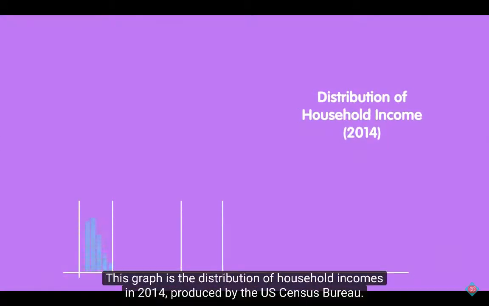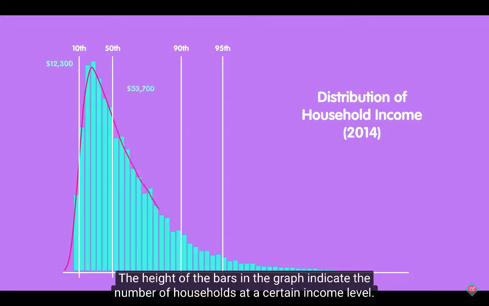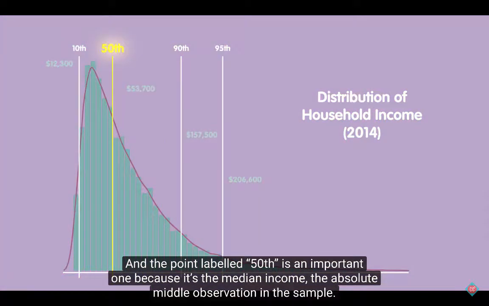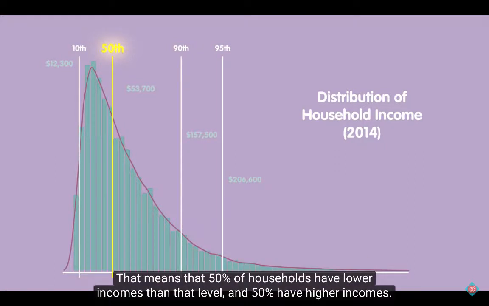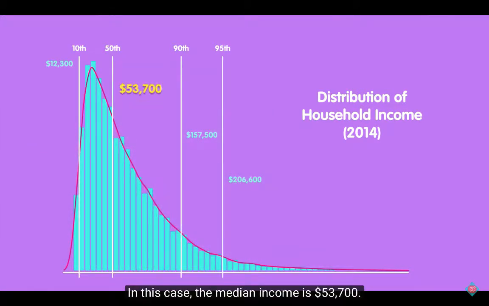This graph is the distribution of household incomes in 2014 produced by the US Census Bureau. The height of the bars in the graph indicate the number of households at a certain income level. And the point labeled 50th is an important one because it's the median income, the absolute middle observation in the sample. That means that 50% of households have lower incomes than that level and 50% have higher incomes. In this case, the median income is $53,700.